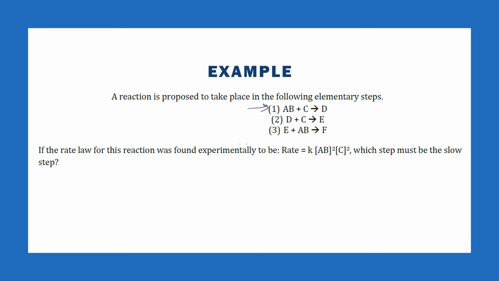Now for this, it's really easy to just check. Let's check to see if the first step is slow. If the first step is slow, it's based only off of that first step. Rate equals k AB times C, just the reactants. That does not match the given rate law, so 1 cannot be the slow step. 1 must be a fast step.